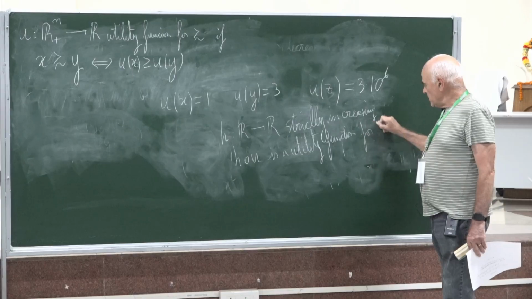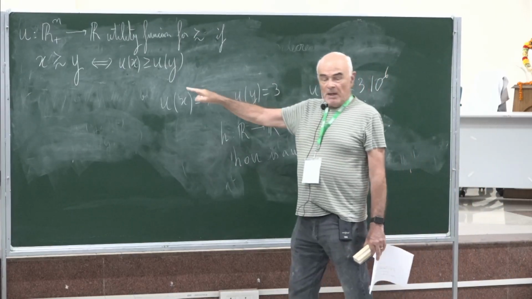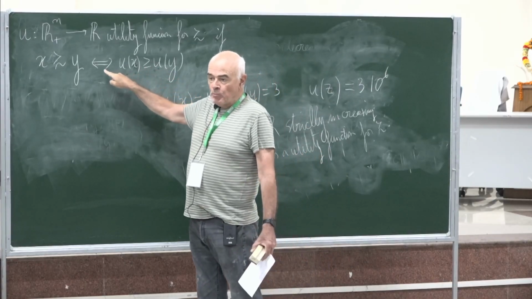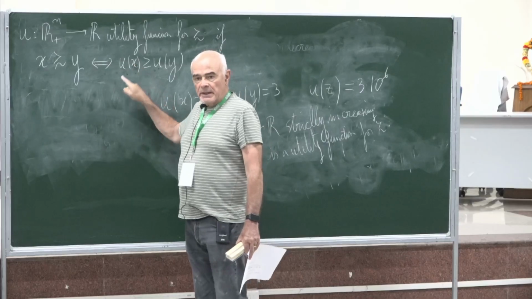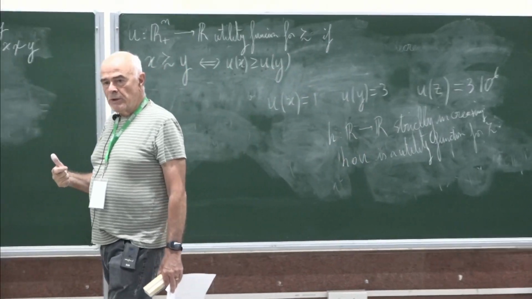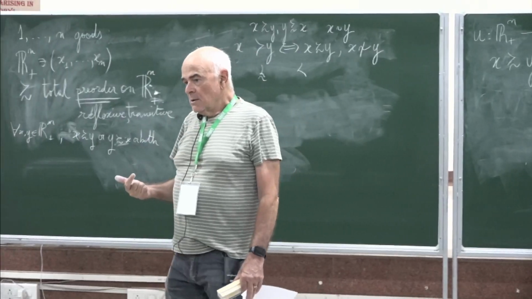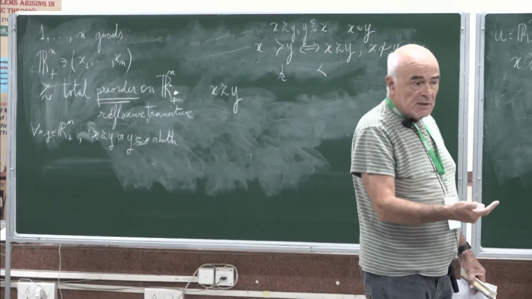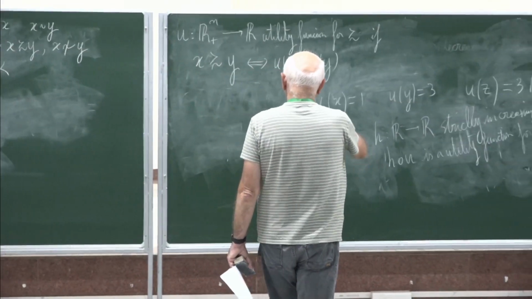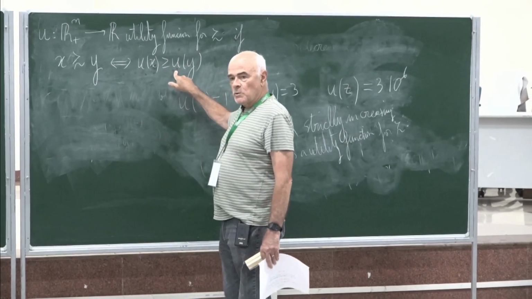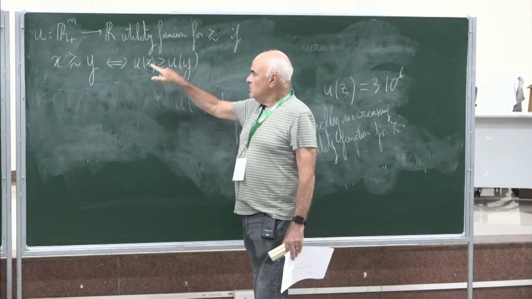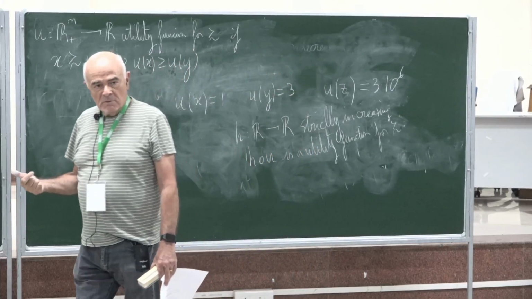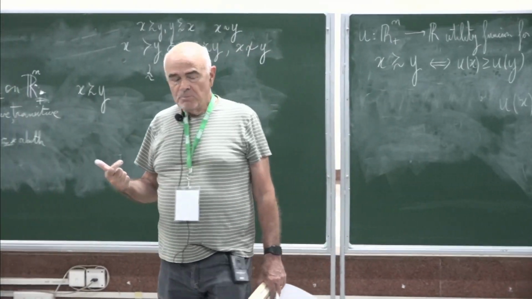Utility function for the same preferences. If you apply h to both sides of these inequalities, you get h composed with U of x greater than or equal to h composed with U of y. And because h is strictly increasing, if h composed with U of x is greater than or equal to h composed with U of y, you get U of x greater than or equal to U of y. So they both represent the same preferences.